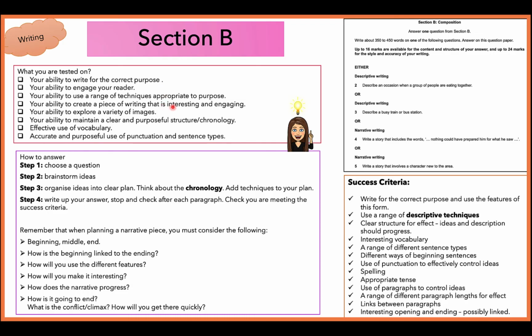You must show that you can use a range of techniques that are appropriate to the purpose that you have chosen. So you choose, are you writing a descriptive or are you writing a narrative piece, and just choose one of these. Your ability to create a piece of writing that's interesting and engaging, your ability to explore a variety of different images. So that's what you're doing for your reader. You're creating images. So you want to make sure that the imagery that you use is quite rich and it really helps the reader to understand what you're trying to portray.